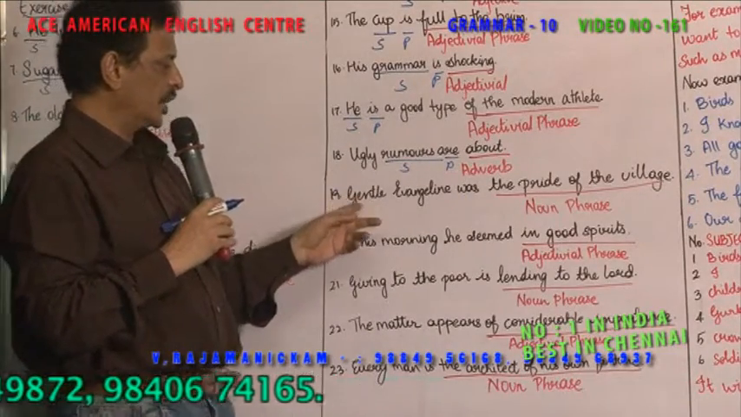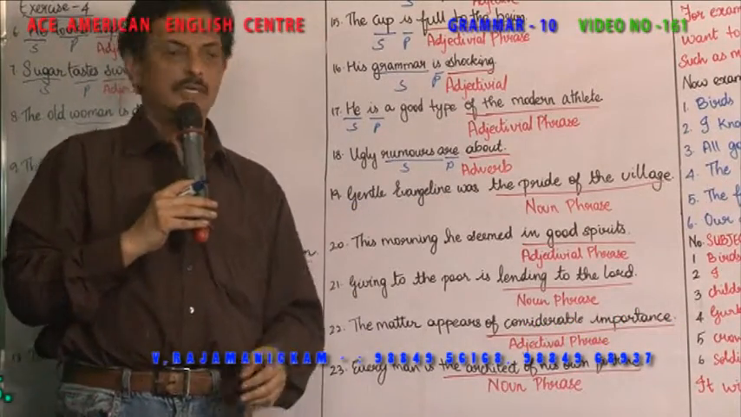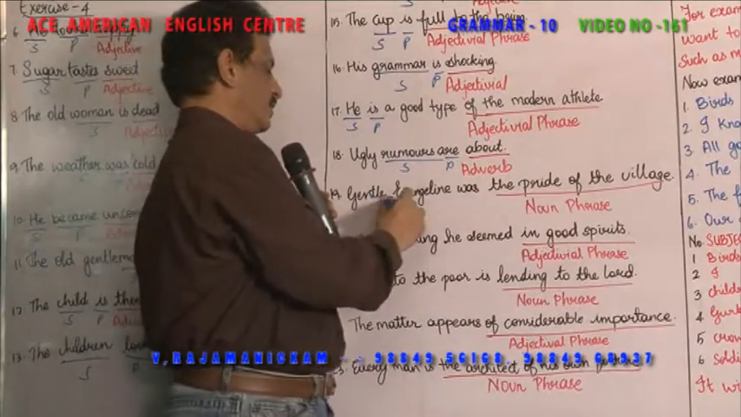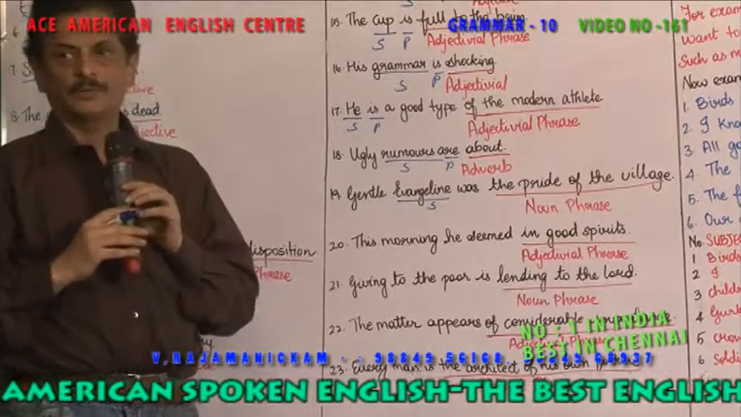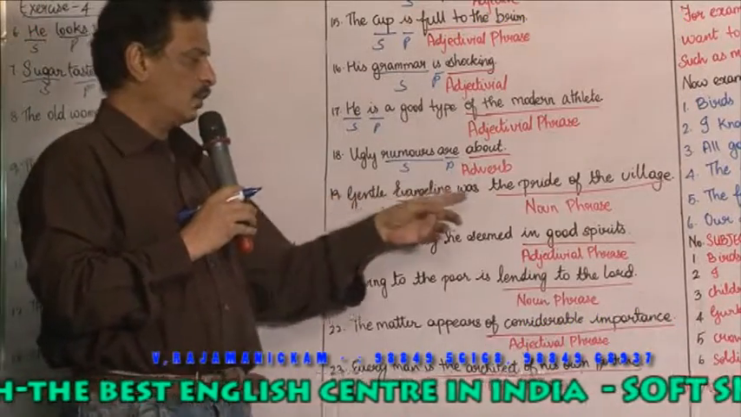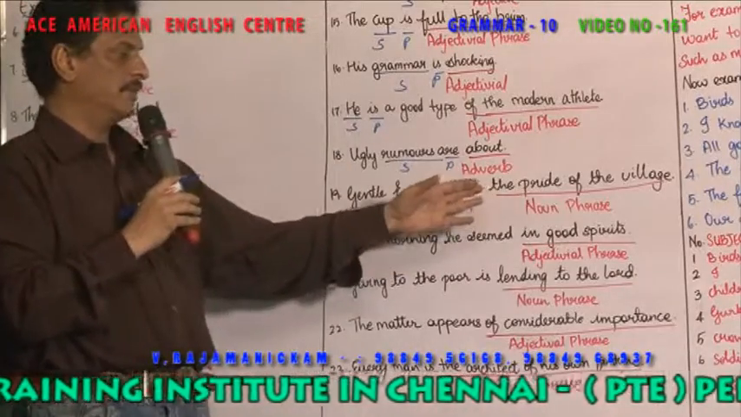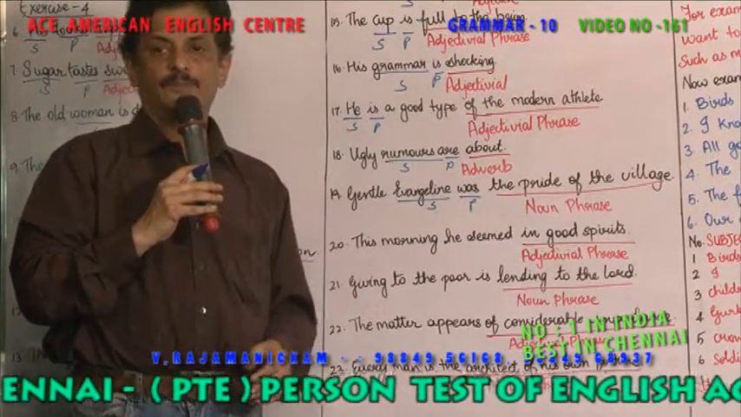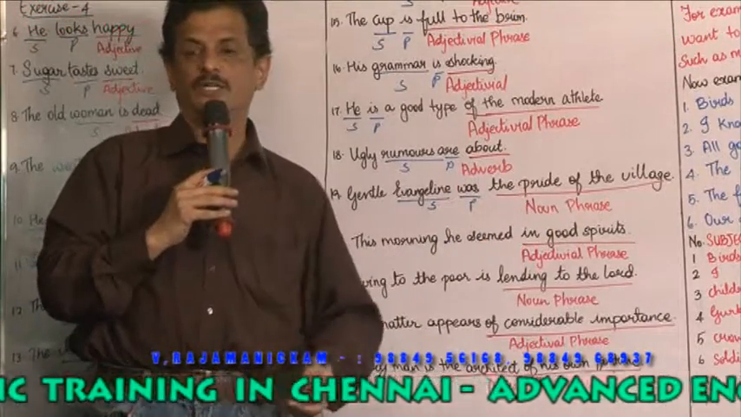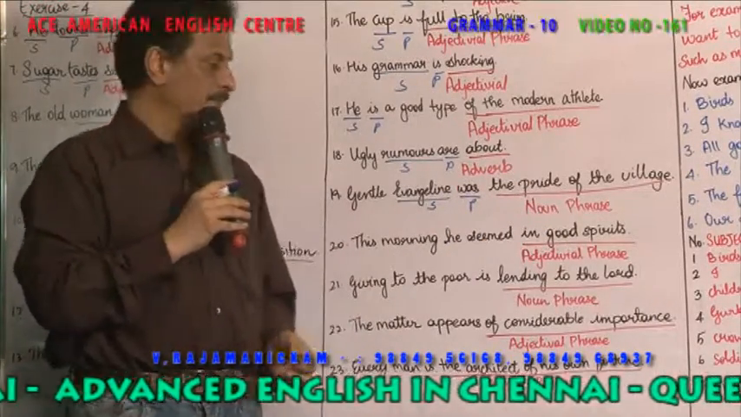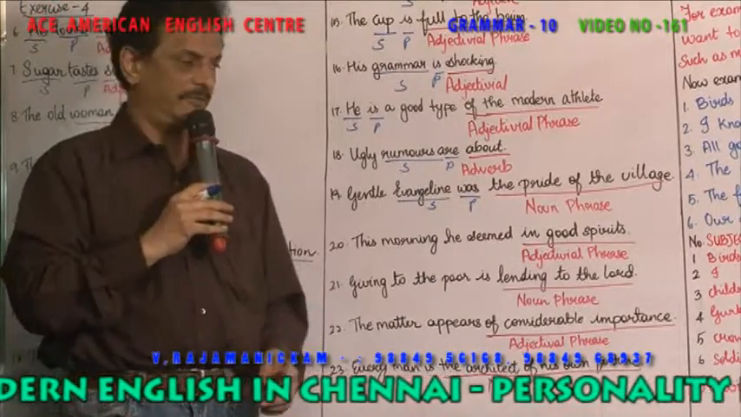Gentle Evangeline was the pride of the village. Evangeline is the subject. Gentle is the attribute. Was is the predicative word, and this is the complement, the pride of the village. So the pride of the village becomes a noun phrase complement, or a noun phrase predicative.